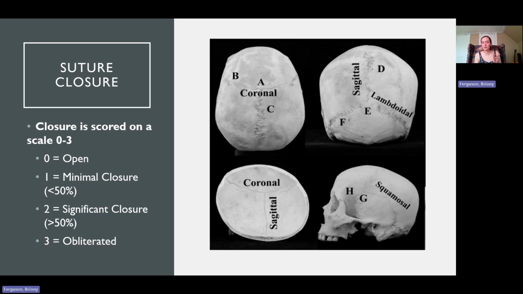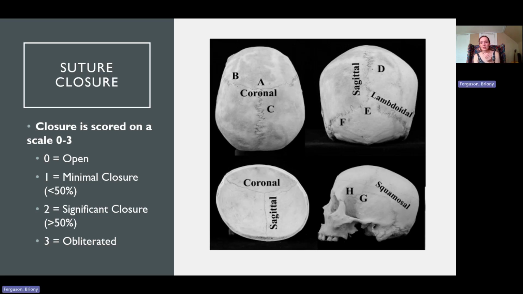By the time we get to number 2, this means significant closure. This is anything that is fused greater than 50%. So at this point, you can definitely see where they are fusing, where they're starting to kind of disappear almost. They're getting very, very tight. There isn't really a divot in between them anymore. It's kind of starting to smooth out to one texture. That is going to be your significant closure.